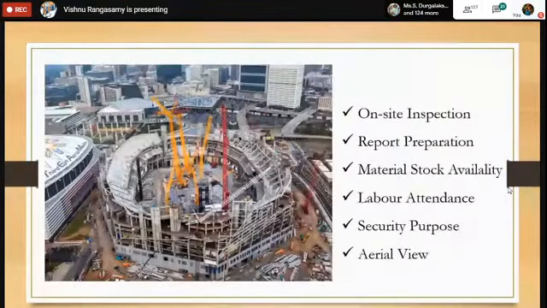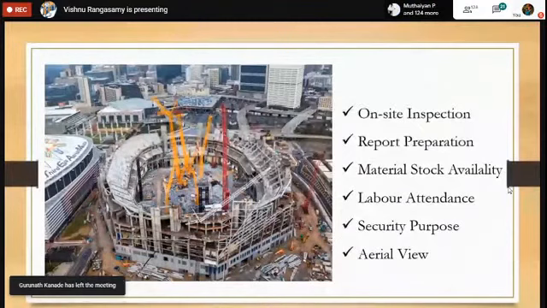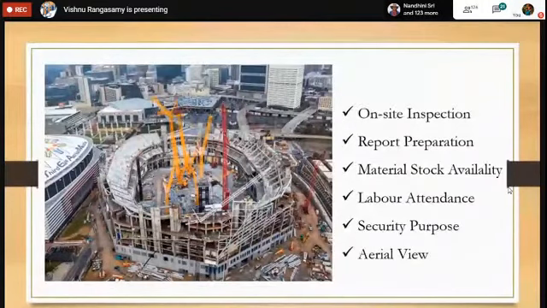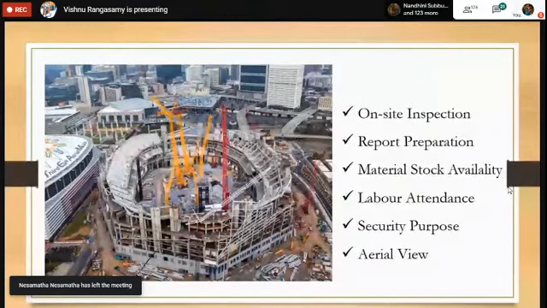So on-site information, like this is the overview of the project. This is not our site, so let me tell you in advance. On-site inspection, report preparation, material stock availability, labor attendance, security purpose. You can have an aerial view of what is happening inside and around the site.